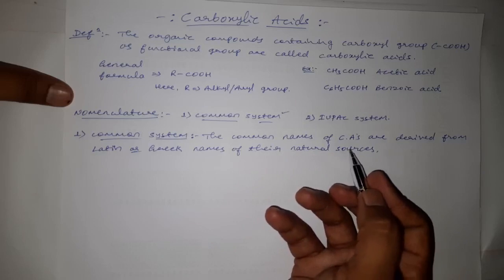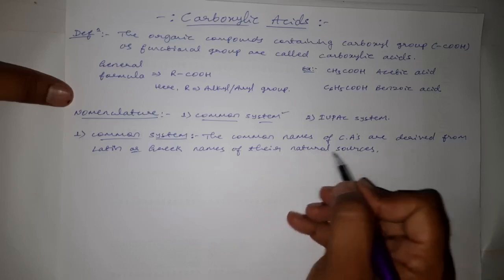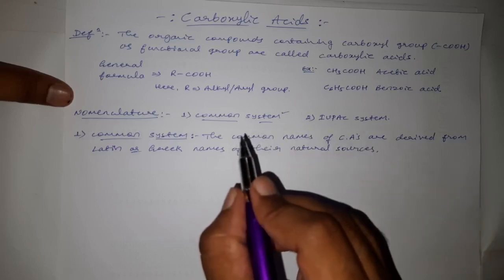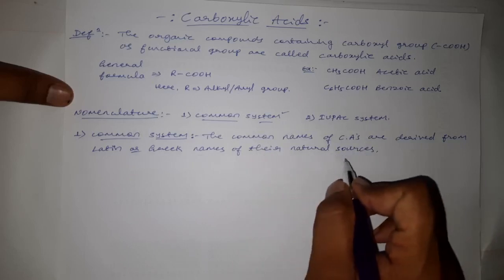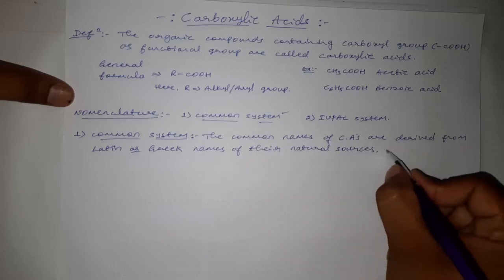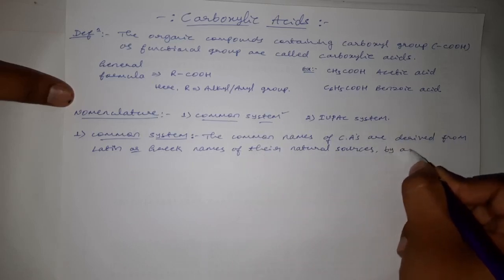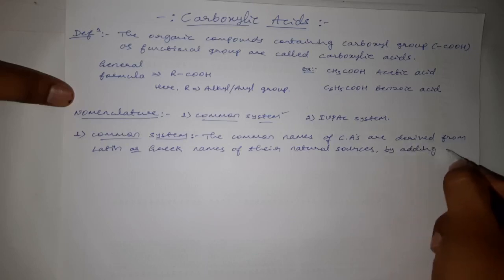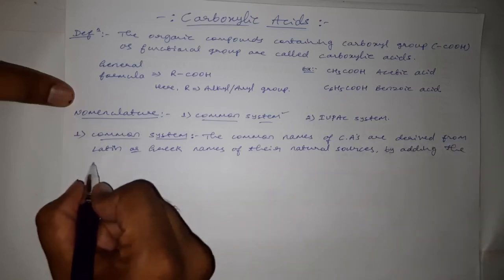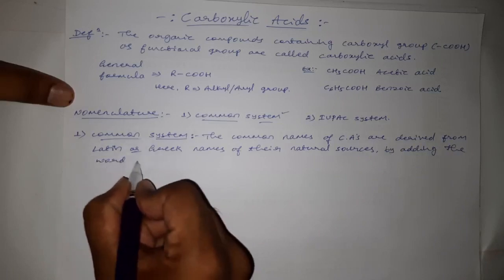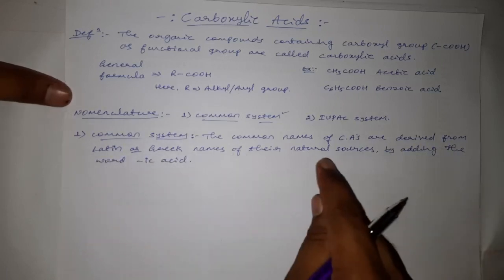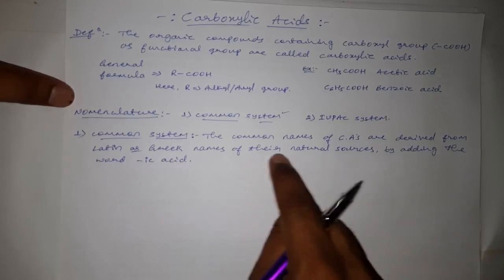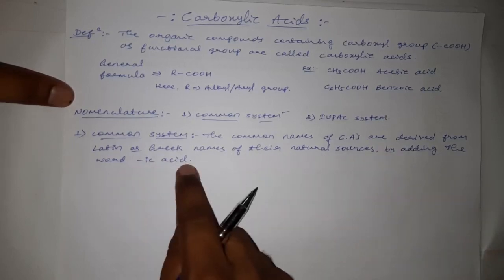It means the carboxylic acids which are derived from the natural sources are getting the common names from the Latin or Greek names of their natural sources as it is, but by adding the word IC acid. At the end of the name of the natural source, we have to add IC acid.